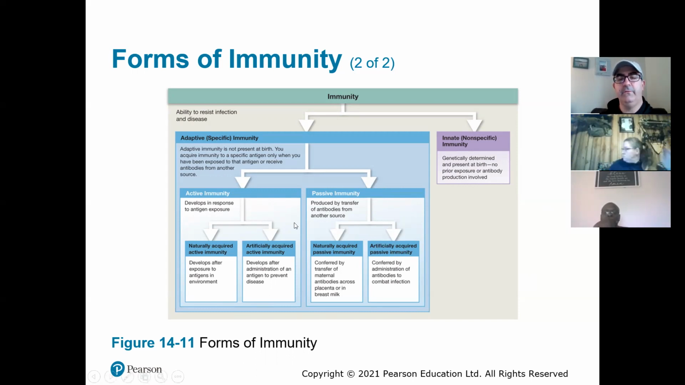Another example of passive immunity is the transfer of antibodies from the mother to a newborn infant when she's breastfeeding, right? That's natural. The newborn infant doesn't have its own immunity yet. It doesn't have this acquired immunity yet, but it's going to get those antibodies from its mother's breast milk and have some immunity based on her immunity.